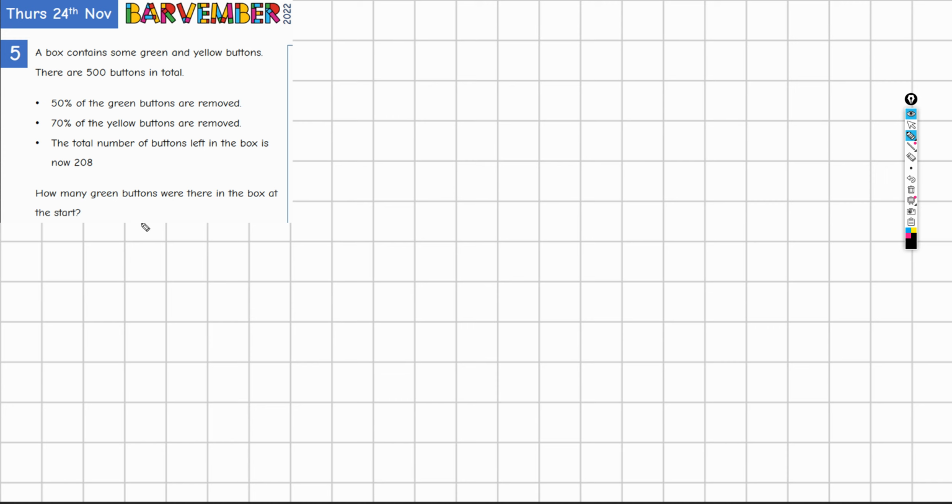If you don't have much algebra knowledge, then how to solve a problem like this might seem really tricky, and it might seem tricky to even think about how to begin drawing it. So really, all you can do with a problem like this is to draw the information that you're told. So we're going to draw a green bar and a yellow bar. I've noticed that we're dealing in percentages, so I'm going to give each bar 10 equal parts.